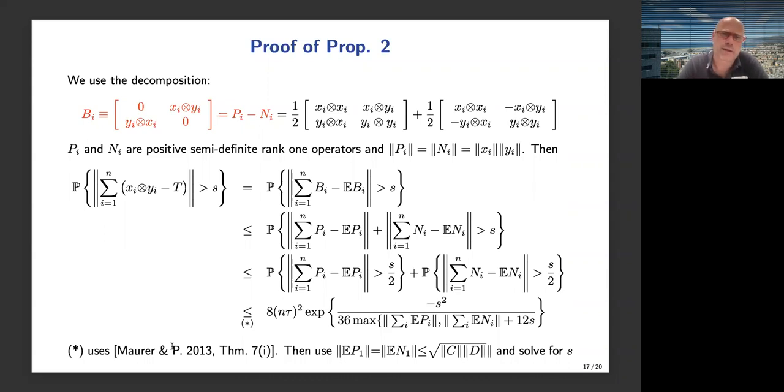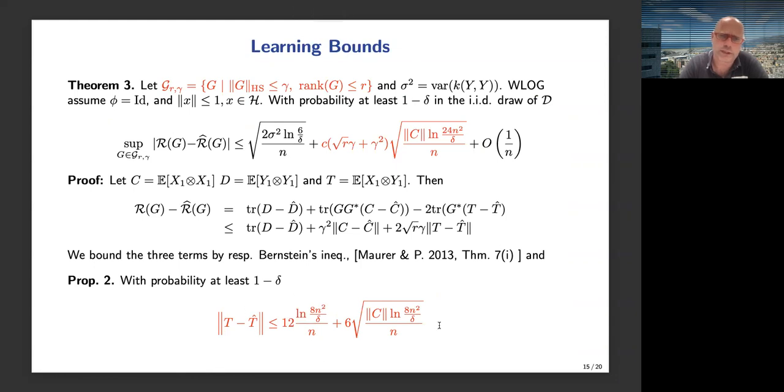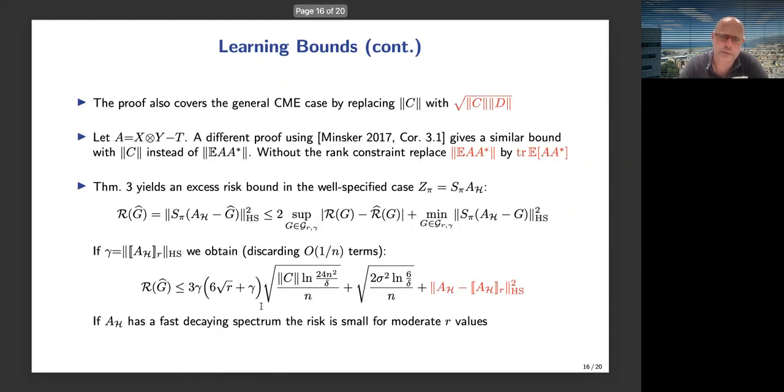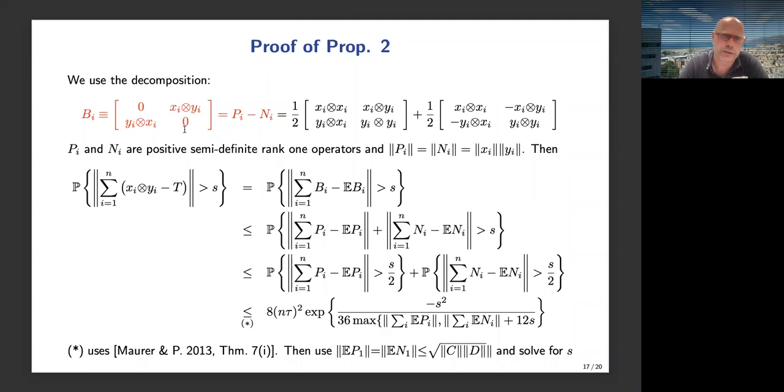So this is a key result that we need to prove. The way to prove it is, first, to symmetrize the operators, with double dimension, and then to write the self-adjoint operator as a difference of positive operators, which can always be done, but in this particular case it can be done in a very simple way. It can be written as the difference of two rank one operators. And then we use some basic reasoning, and the result from this paper, to derive the bound.